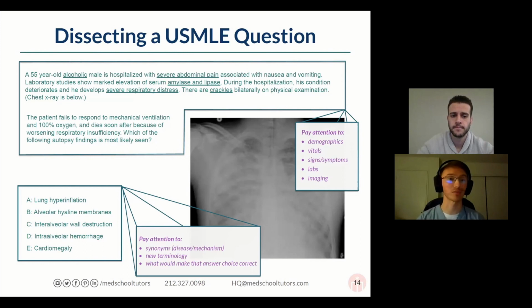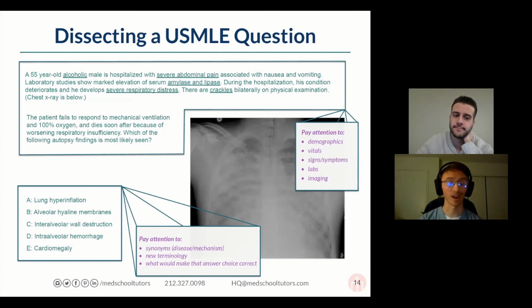Can I come up with 2 or 3 possible diseases, and then apply that last line of the question, the actual question itself, to that differential before I look at the answer choices. So that's my approach to just dissecting the stem. Once I have all that sorted out, then I'll go to the answer choices and look for an answer that fits with my differential.